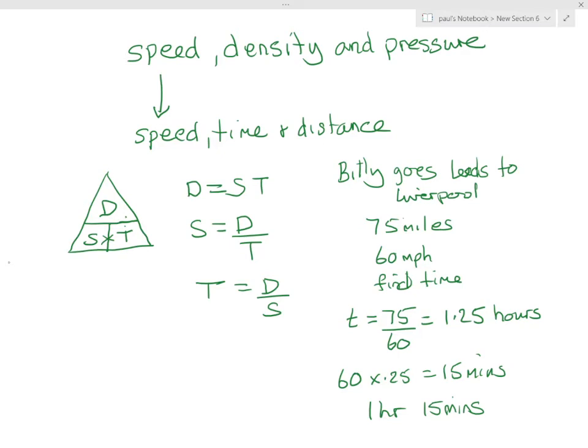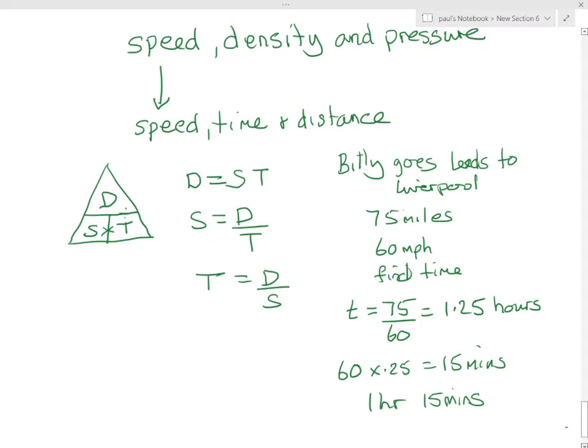And the combination can be anything. It can be Billy goes from Leeds to Liverpool at 30 miles an hour and it takes him 4 hours. So what's the distance? You could just go, oh, the distance is the speed times the time. So that's exactly what you need to do for that one. And the next bit was pressure.